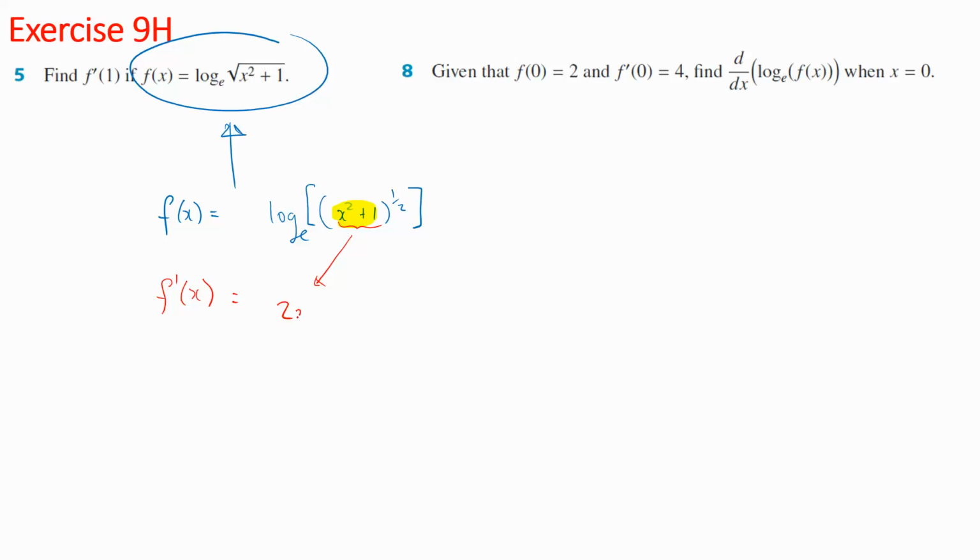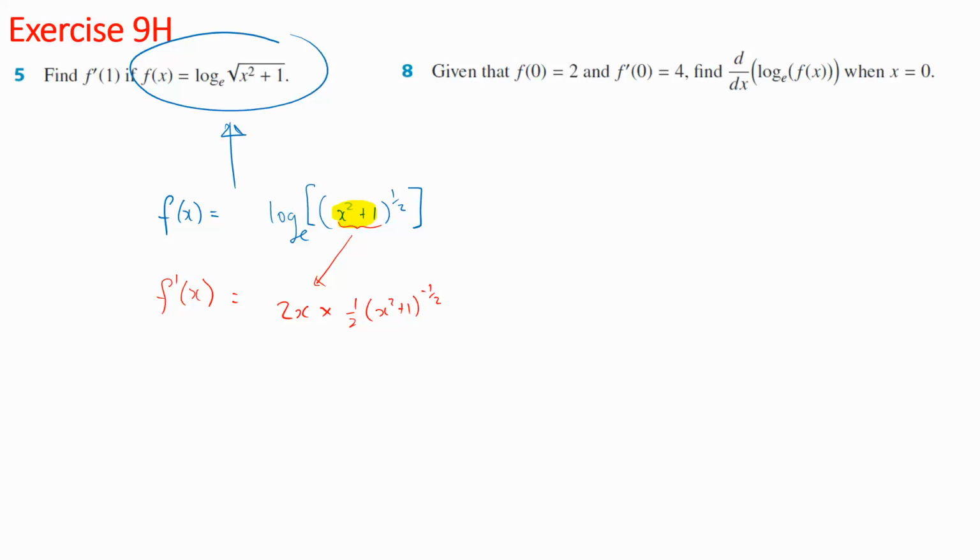We know that's 2x multiplied by 2. Derive the outside. Okay, that's to the power of half, so drop down the power. Half, x squared plus 1, half minus 1 is negative half. Now that's the derivative of the inside. I've used the chain rule there. See, that's why I've used the chain rule for the inside.